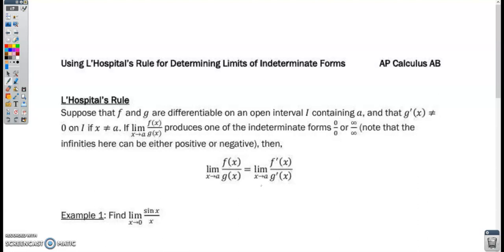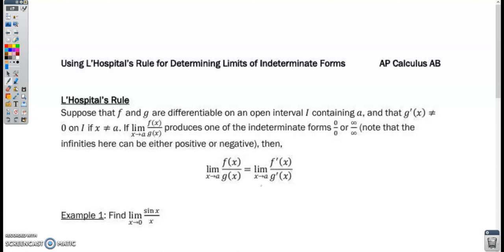You see the basic statement of L'Hospital's Rule here. Suppose that f and g are differentiable functions on an open interval I containing a, and that g prime of x does not equal 0 on the interval if x does not equal a. If the limit as x approaches a of f of x over g of x produces one of the indeterminate forms, 0 over 0 or infinity over infinity, note that the infinities here can be either positive or negative, then the limit as x approaches a of f of x over g of x is equal to the limit as x approaches a of f prime of x over g prime of x.